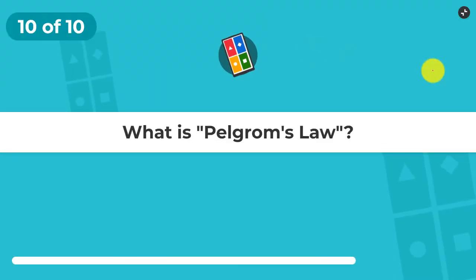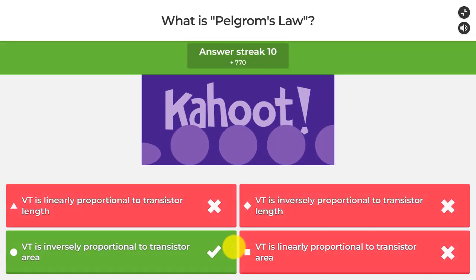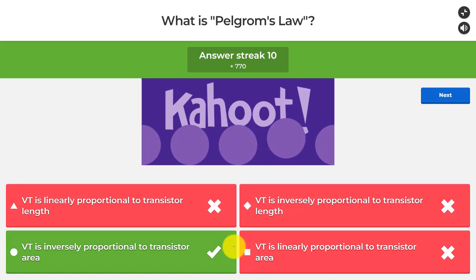And last question, what is Pelgrom's law? Is it that VT is linearly proportional to transistor length? That it's inversely proportional to transistor area? That it's inversely proportional to transistor length? Or linearly proportional to transistor area? So the answer is that VT, or at least the distribution of VT, is inversely proportional to the transistor area.